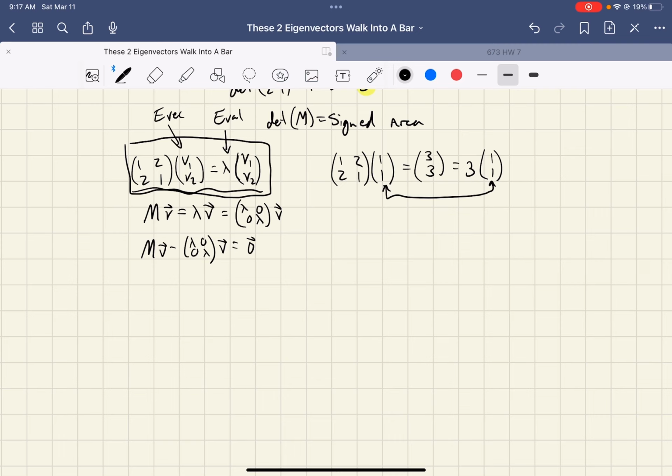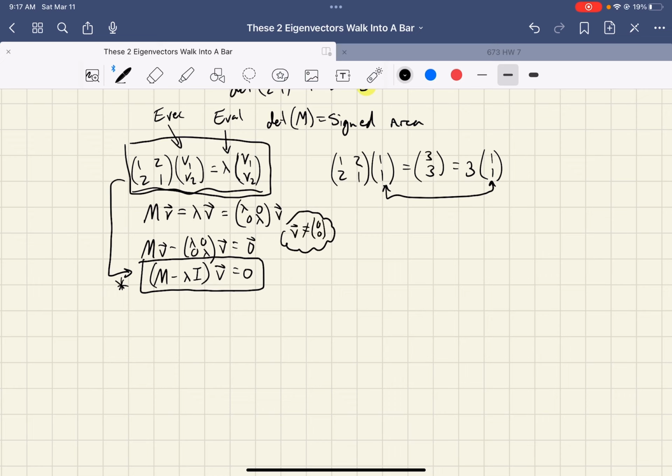And you can factor the vector out, and you can write this as M minus, and the way we tend to write this is lambda I v equals 0. Okay, so this boxed equation and this line here are saying the same thing, and the one on the bottom, that's kind of a big deal. That's what you want to think of as the eigenvector equation, and floating in the background with all of this is that the vector you're using is not the 0 vector, okay?